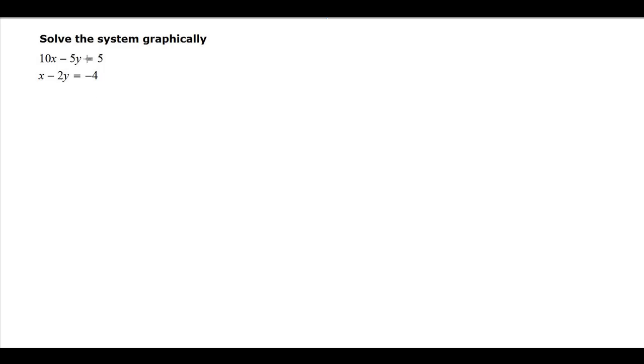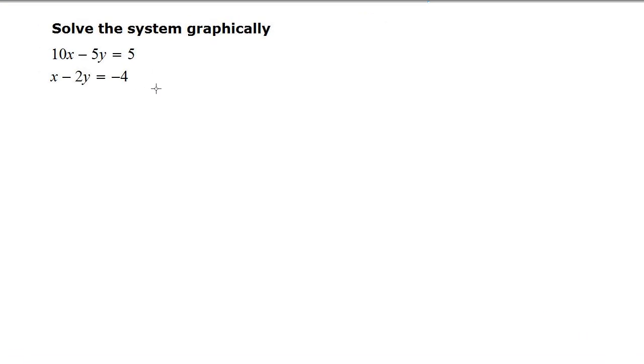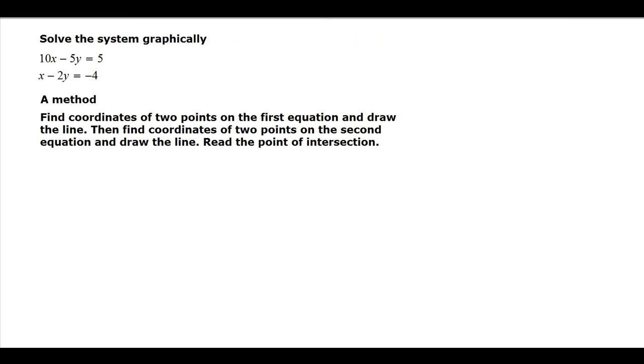Now I'm going to demonstrate this exercise to you for your computer homework. That is, you have to solve this linear system graphically. A method that you are expected to follow for these is to find the coordinates of 2 points on the first equation and draw the line. Then find coordinates of 2 points on the second equation and then draw the line.